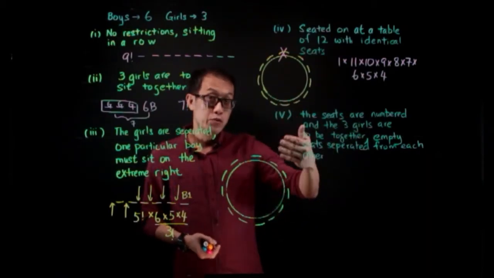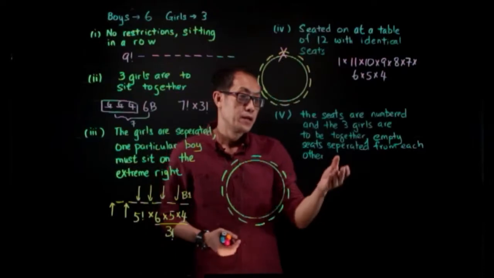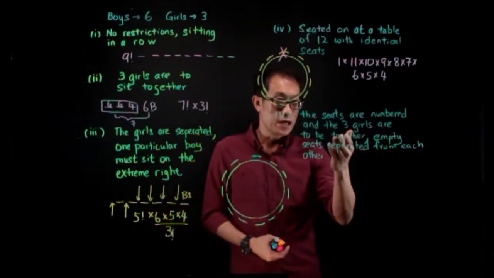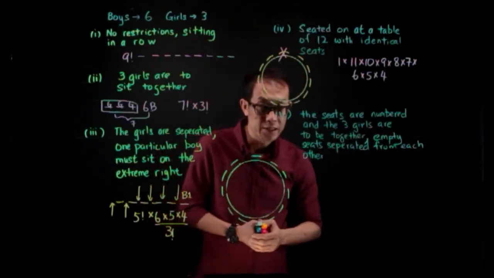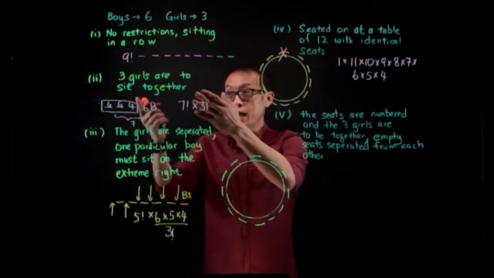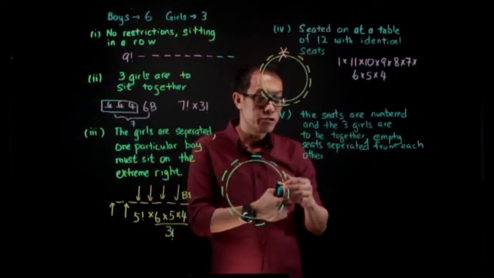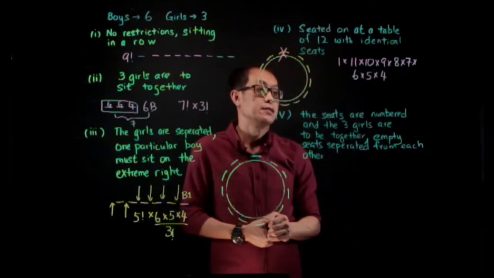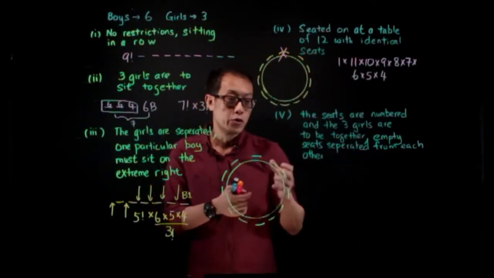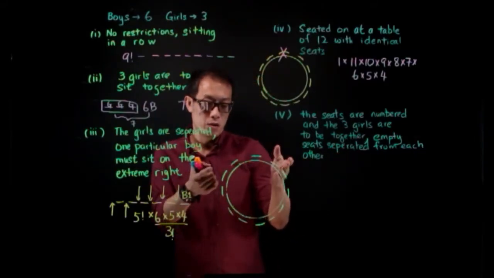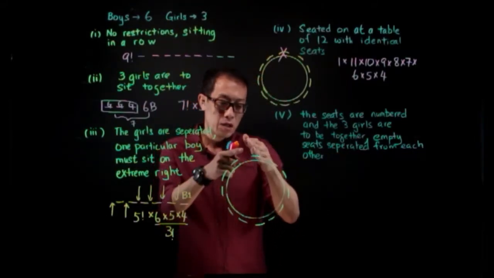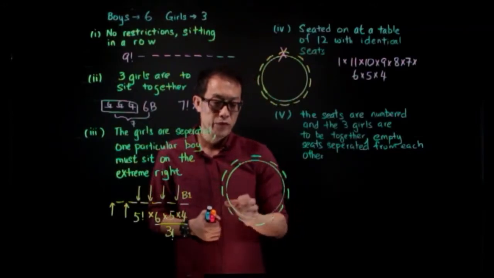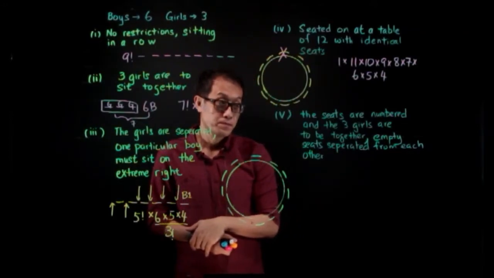I will show it to you using this example. Now let's say the 3 girls are to be seated together. How do you ensure the 3 girls sit together? We can do it like in part 2. We consider the 3 girls as a single entity, and then you place them in this circle with them seated together.